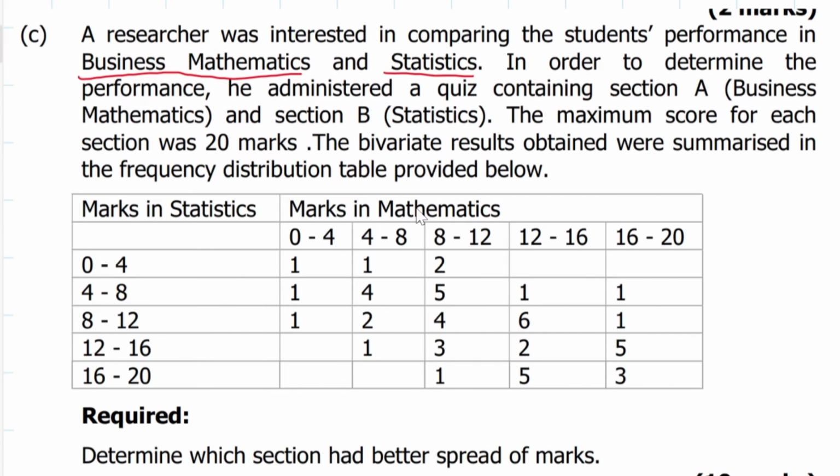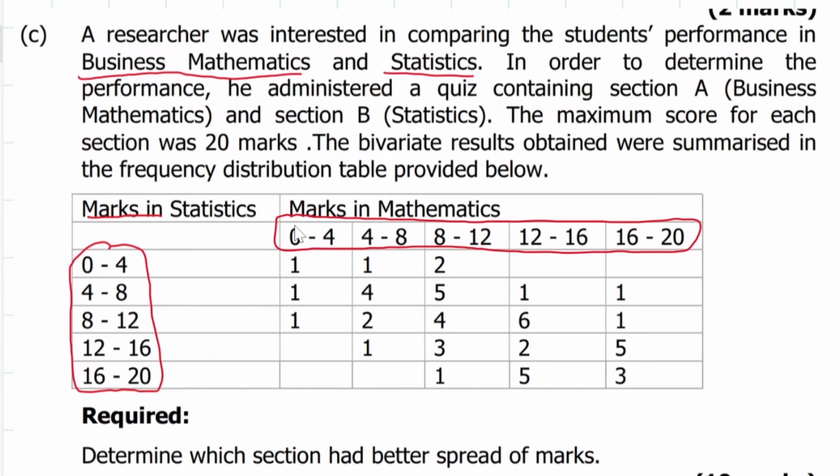So what you're seeing here is we have marks in statistics and then marks in mathematics. You realize that the classes here are the same classes right there. This is more like a table that has been presented 2 in 1. However, here we have the marks in mathematics. These are the number of students, because they're telling us that this is a frequency distribution. So the marks are the classes 0 to 4, 4 to 8, 8 to 12, 12 to 16, 16 to 20. Those are the marks that were obtained.